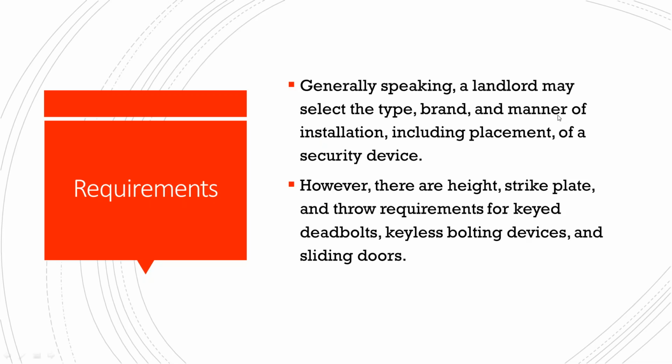Now, before I get into the differences, I do want to talk about some general requirements that apply overall. Generally speaking, a landlord can select the type or brand and manner of installation, including placement of a security device. However, there are height, strike plate, and throw requirements for keyed deadbolts, keyless bolting devices, and sliding doors.